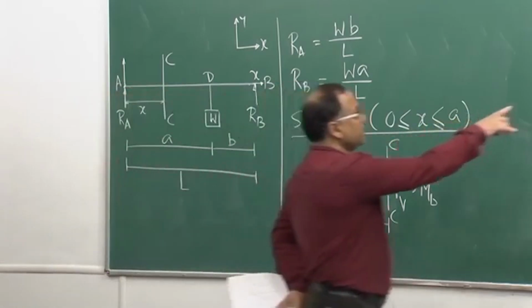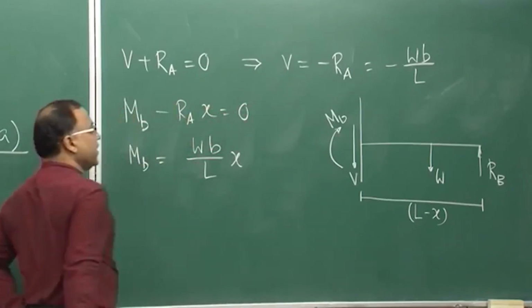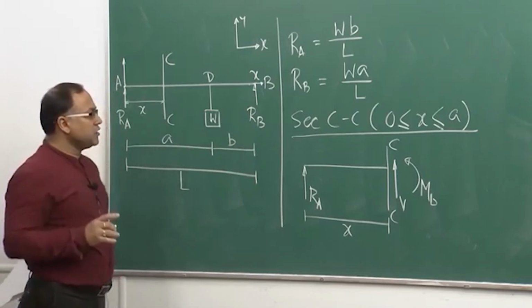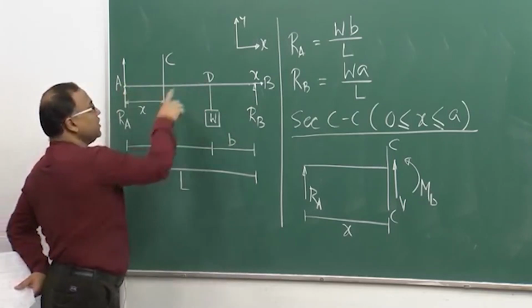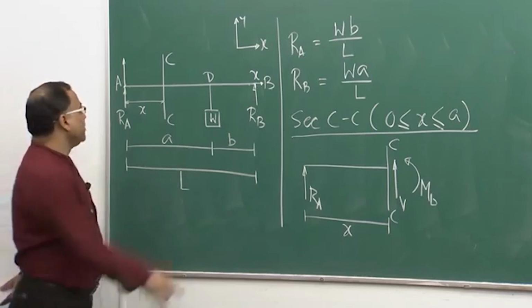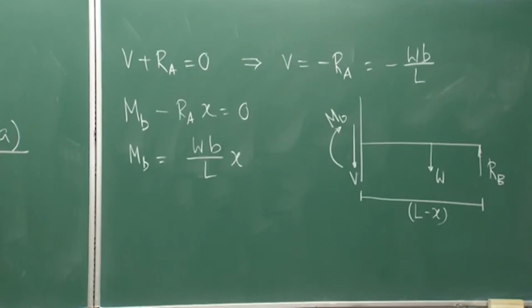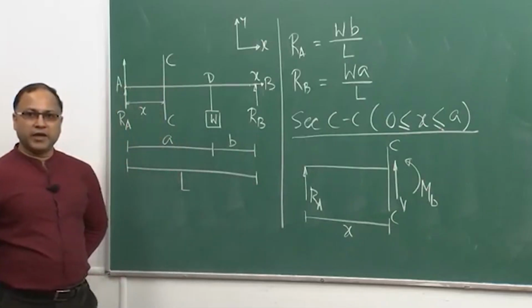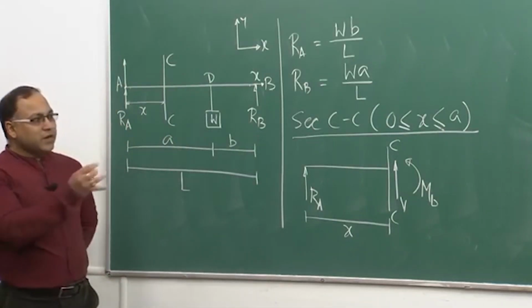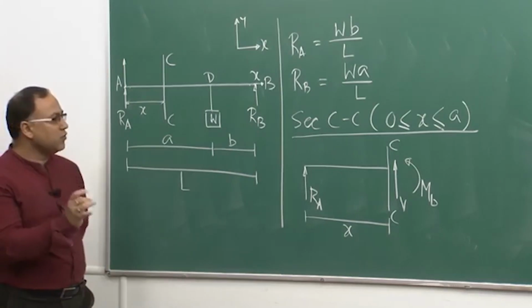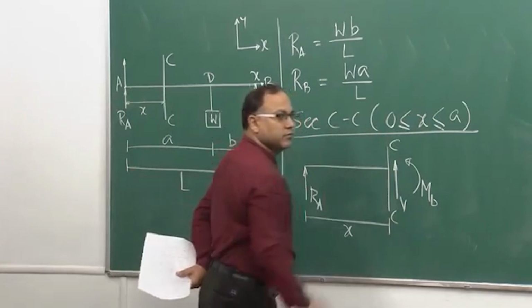Now, this is the shear force value. This shear force is valid from which point to which point? This shear force is valid from point A to D. Why? Because this section is valid within this range 0 to A. So whatever information I am getting from that particular section will be valid only from 0 to A.